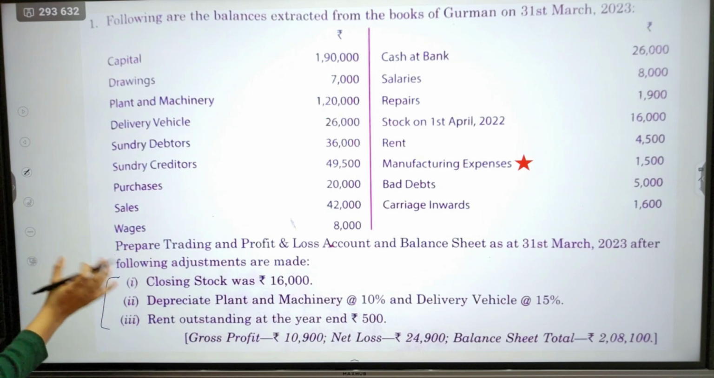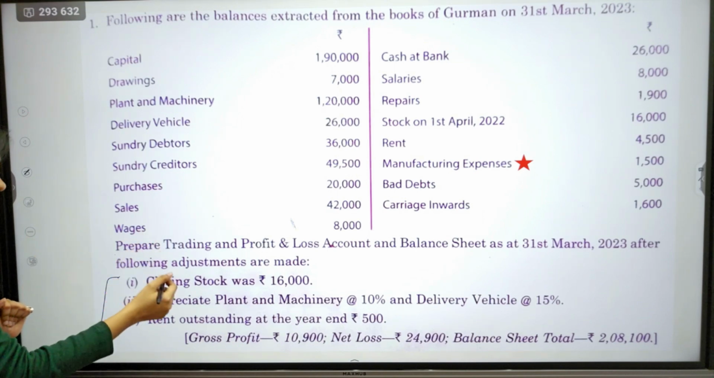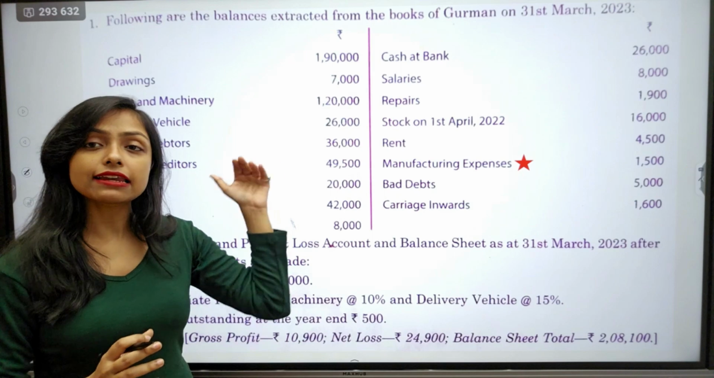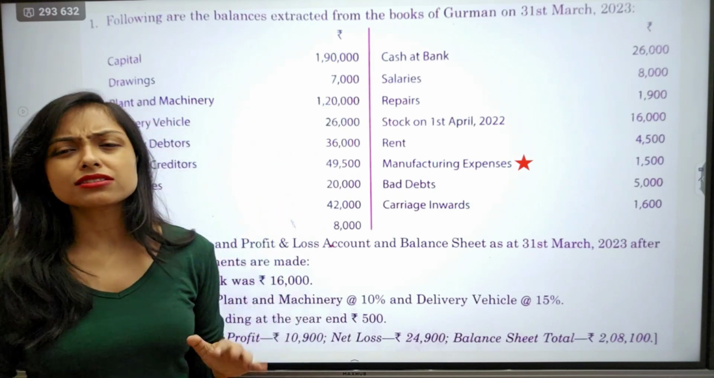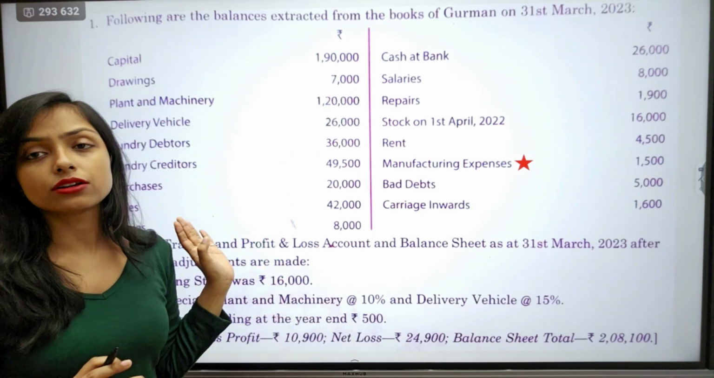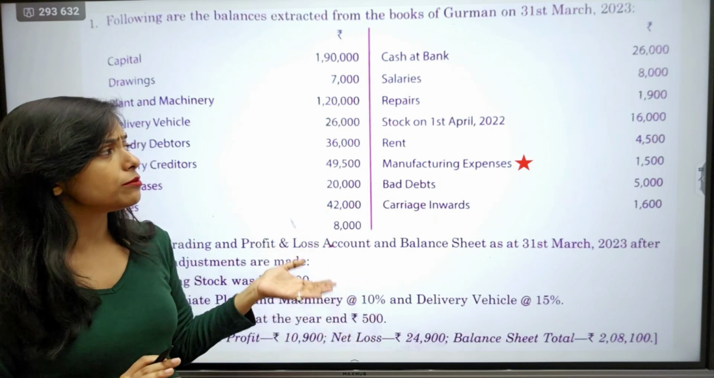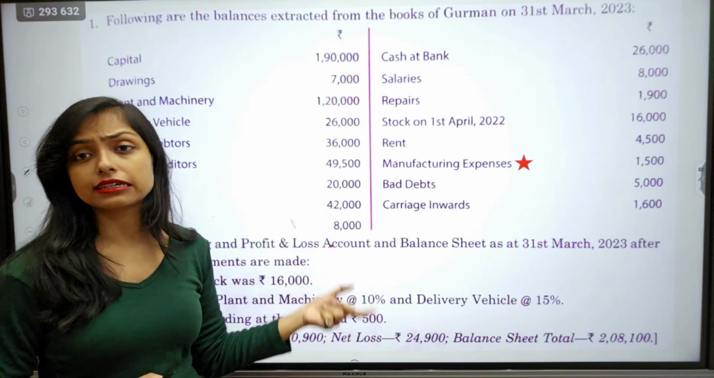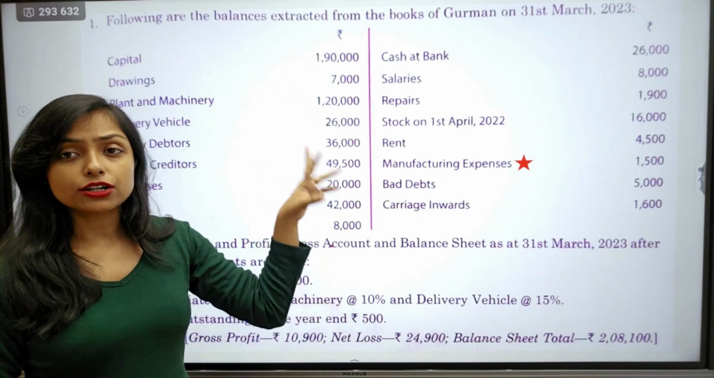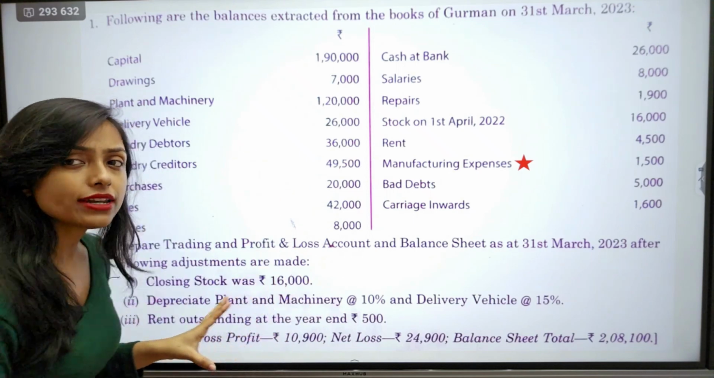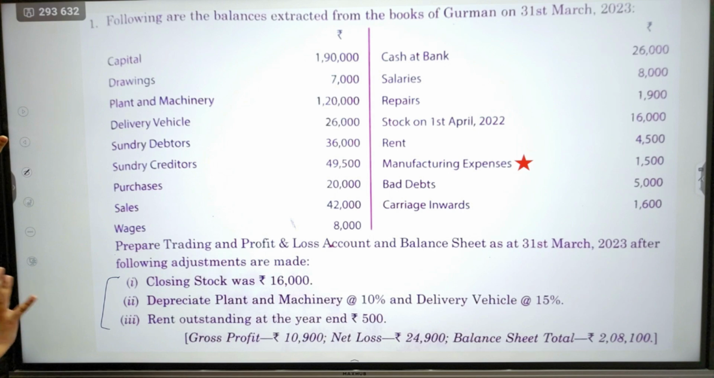My rule is that I first deal with the adjustments and then I move on to the trial balance. Otherwise there are chances that you will forget one or two adjustments, or you will not be able to relate which thing it belongs to. So I start with this first. This is just my style. You can have your own style. Let's start with it.